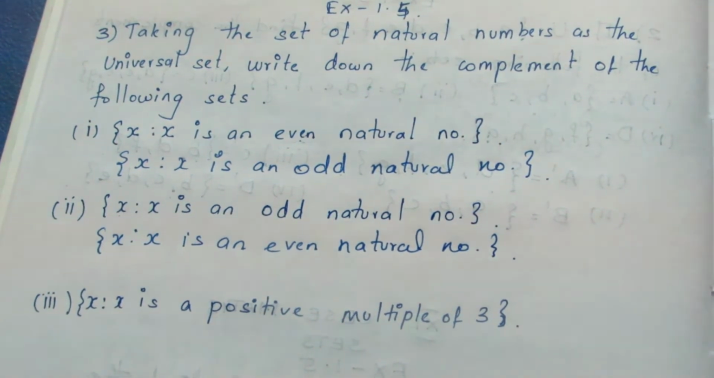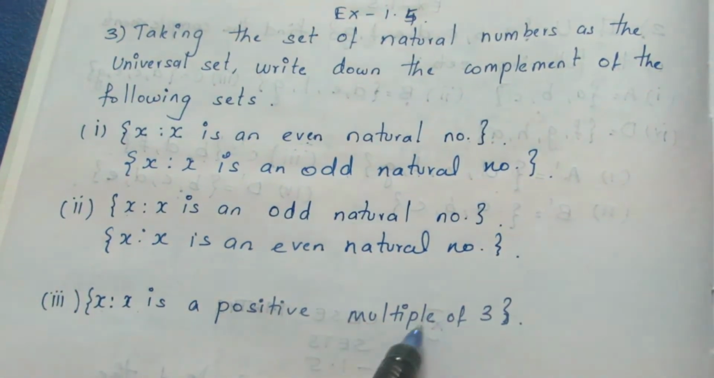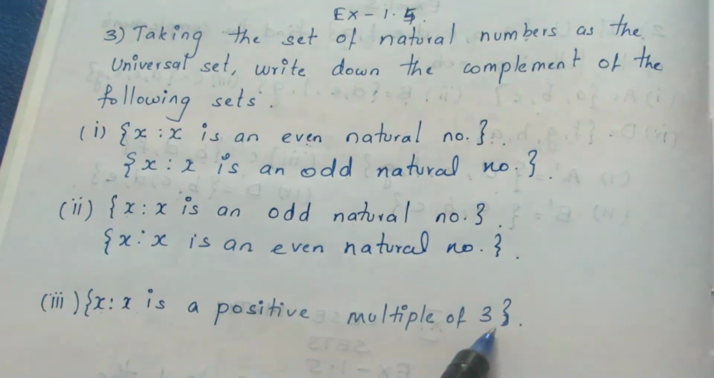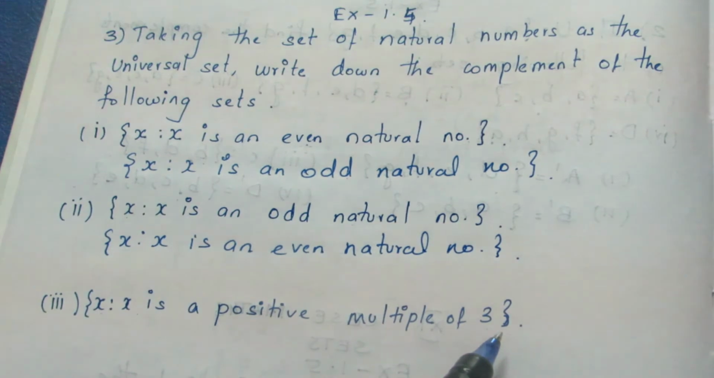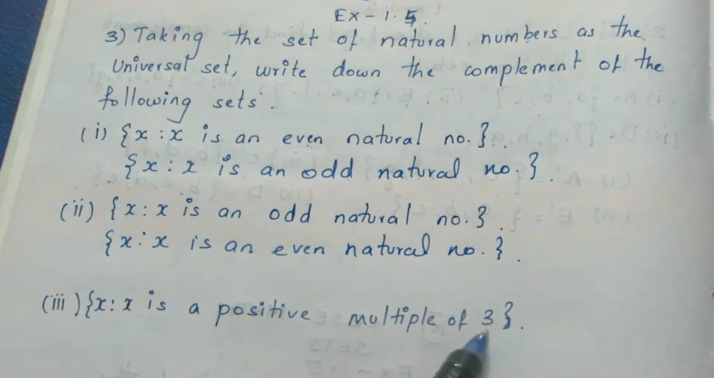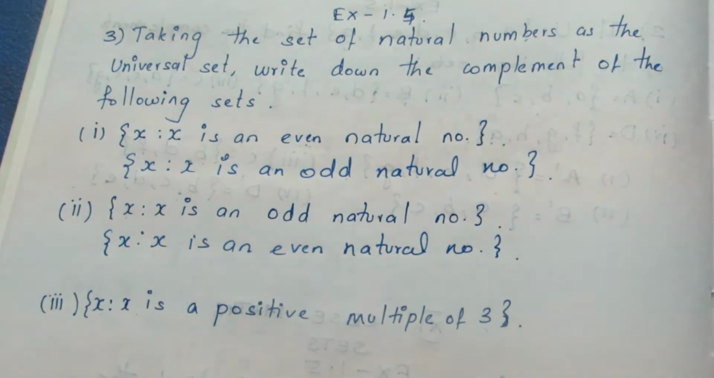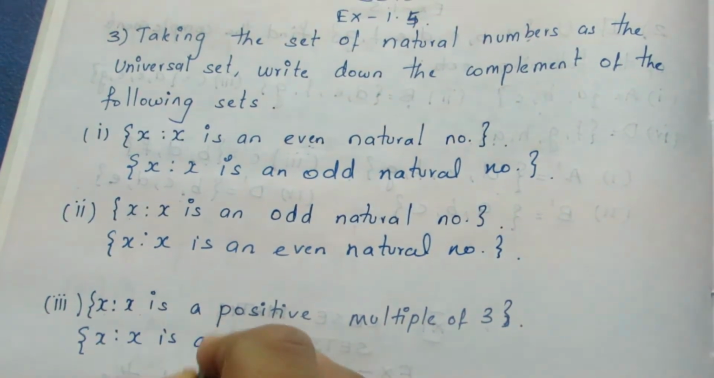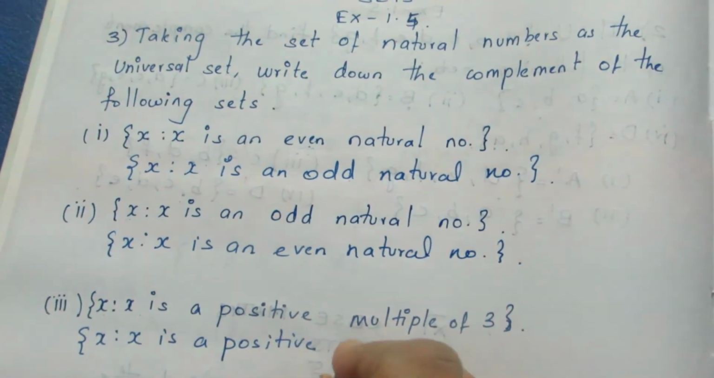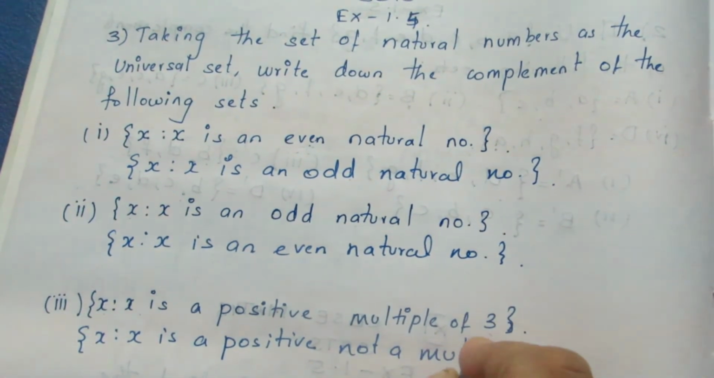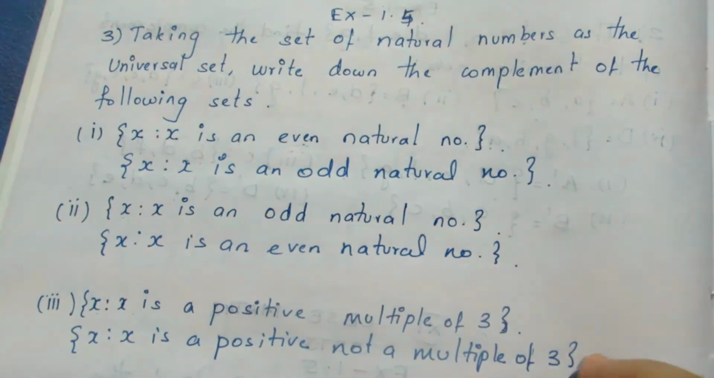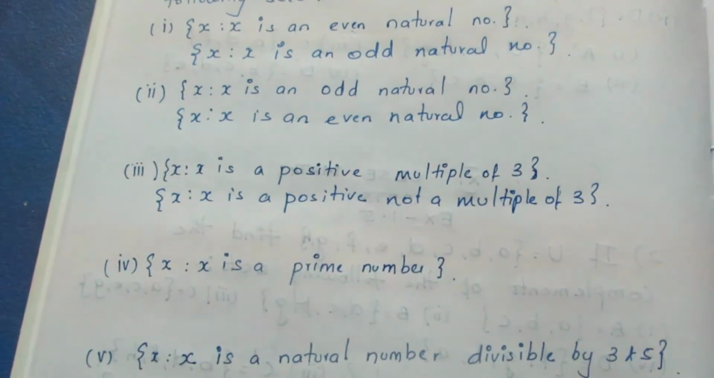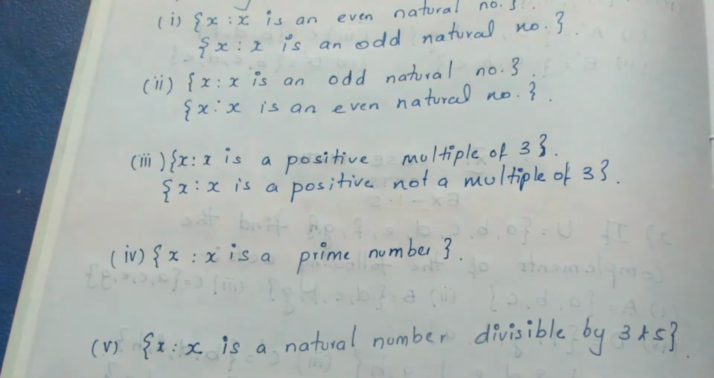Now we'll move on to the third one, x such that x is a positive multiple of 3. So removing all the multiples of 3, the numbers will be 1, 2, 4, 5. So think that the opposite of multiple of 3 will be not a multiple of 3. So the complement set will be x such that x is a positive integer not a multiple of 3. So removing all the multiples of 3, the rest will be not a multiple of 3. So the complement will be not a multiple of 3.